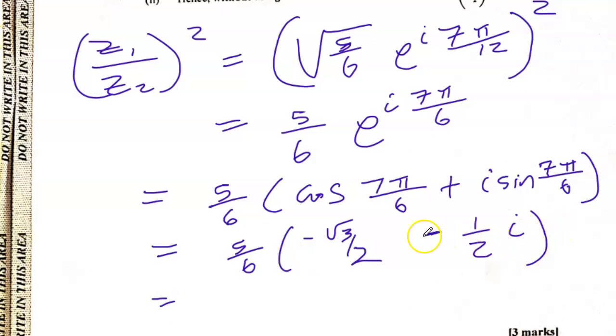All right, so we can factor out minus half. If I factor out minus half, I'll end up with minus 5 over 12 outside here. In the bracket, I'll have minus root 3. Sorry, positive root 3, plus i.